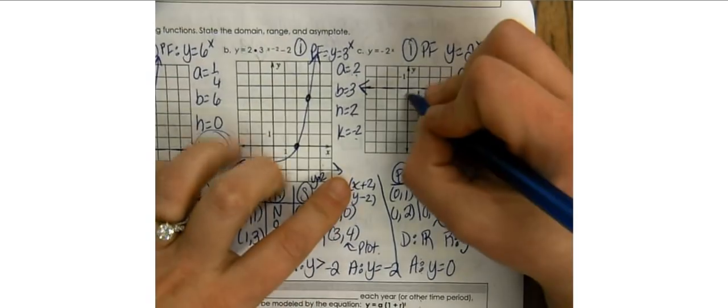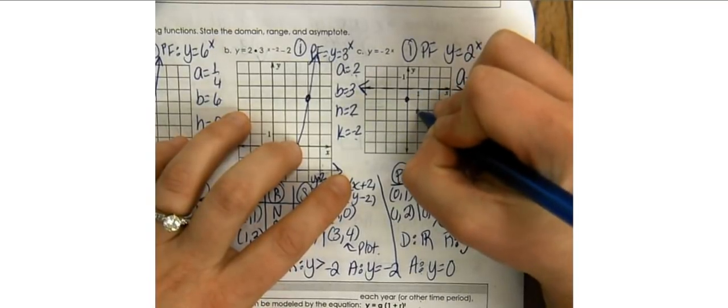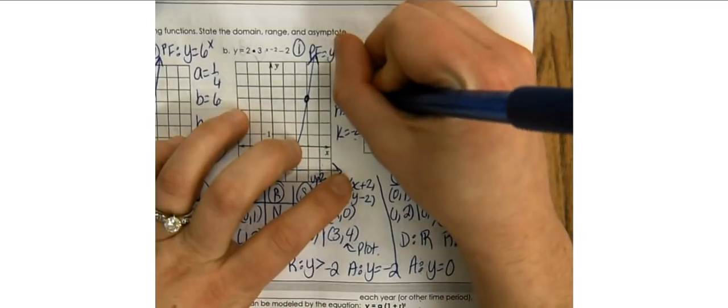My range is going to come from the fact that we have a reflection, which means that my graph is going to be below the x-axis, so I'm going to have y is less than my k value, which is 0. And then my asymptote is going to be located at y equals k, and that's y equals 0. So at y equals 0, I'm going to draw a horizontal line, and I'm going to plot 0, -1, and 1, -2. My graph is going to approach the x-axis, and then it's going to continue to decrease. And that is my graph.